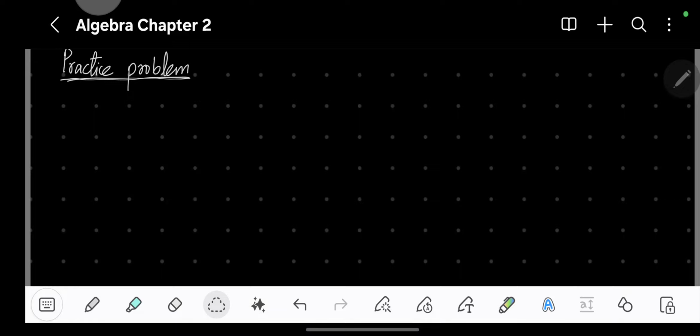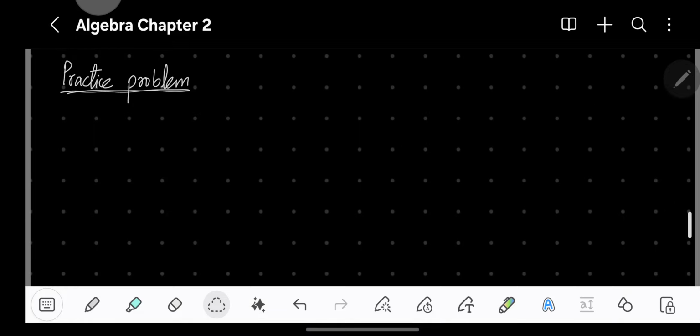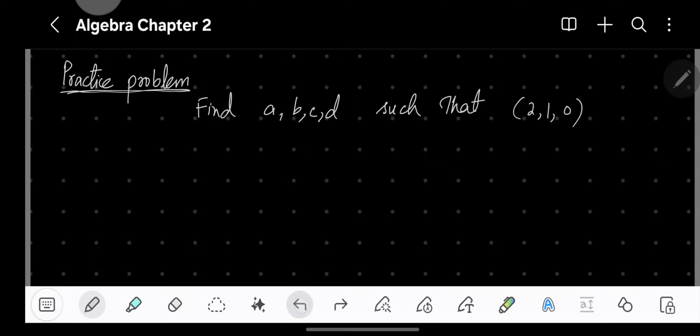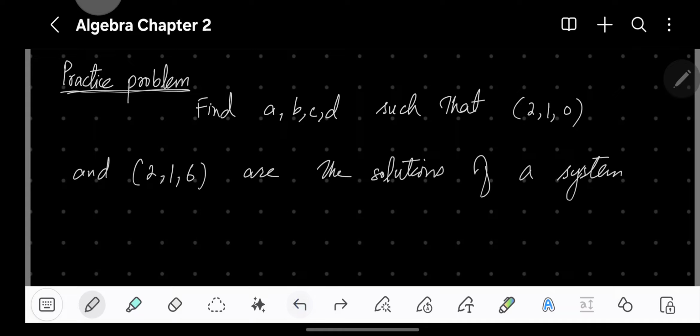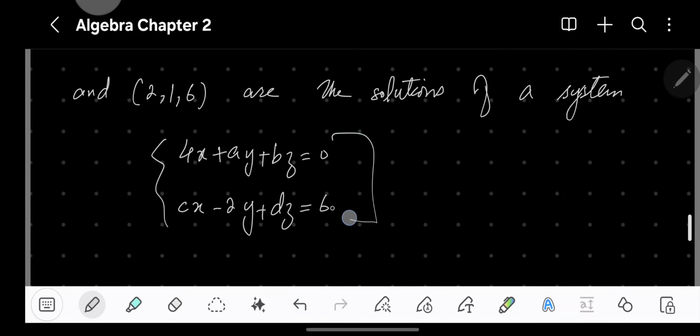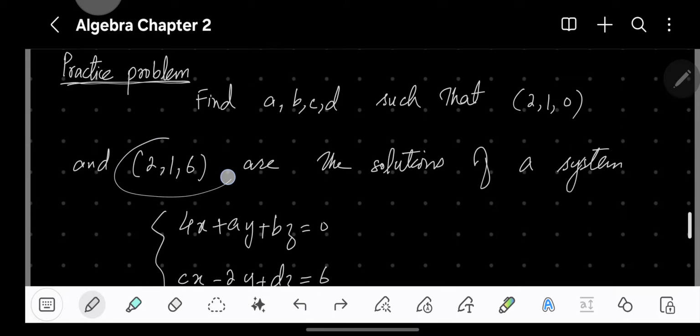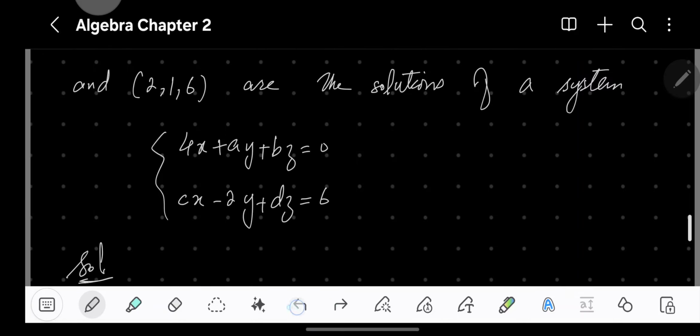So in this video we will do a couple of practice problems. The first practice problem is to find the values of a, b, c and d such that (2,1,0) and (2,1,6) are the solutions of the system, and the system is this. So these 2 points are the solutions of these two equations.